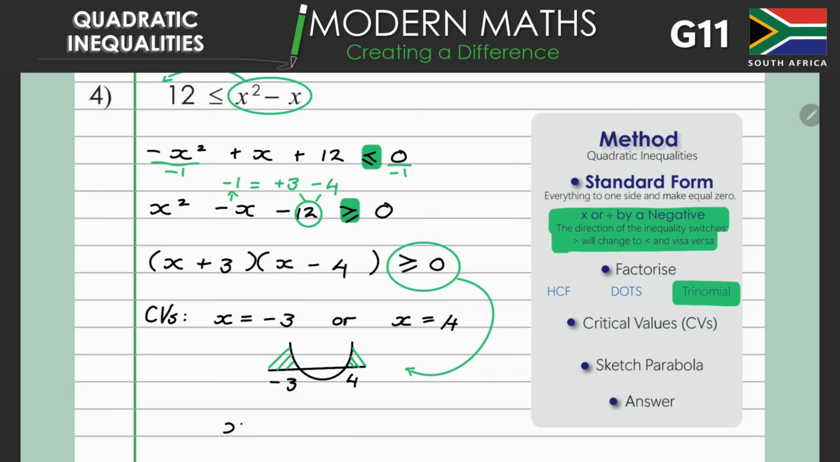So our first solution will be x is smaller than or equal to -3, and our second solution will be x is bigger than or equal to 4.